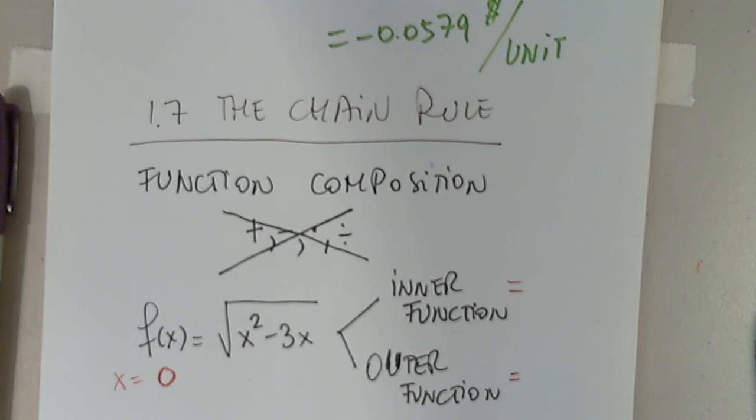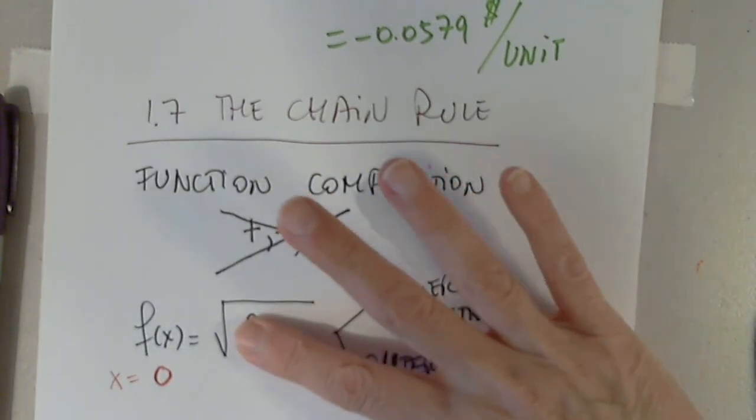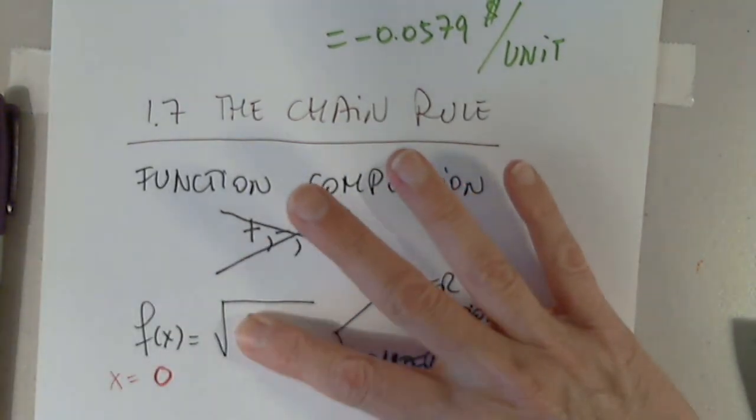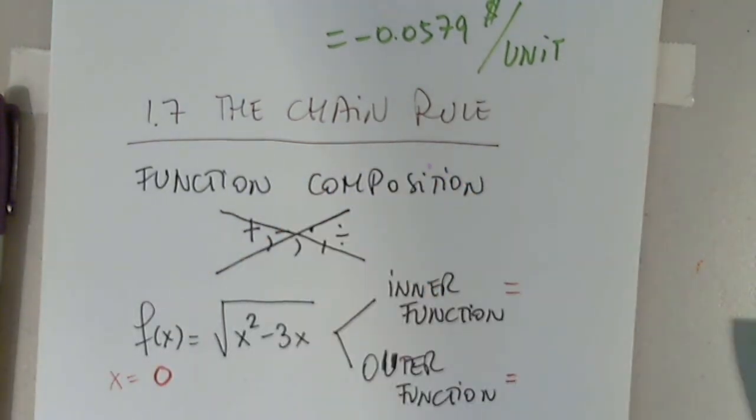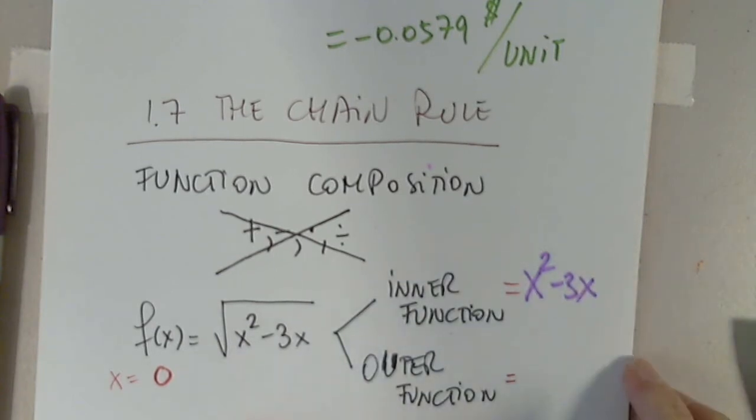You cannot apply 0 to the square root. You have to evaluate the function inside, and when you're done and you get whatever number, then you take the square root of it. So one more time, what is the inner function? 3x. The inner function is x squared minus 3x.